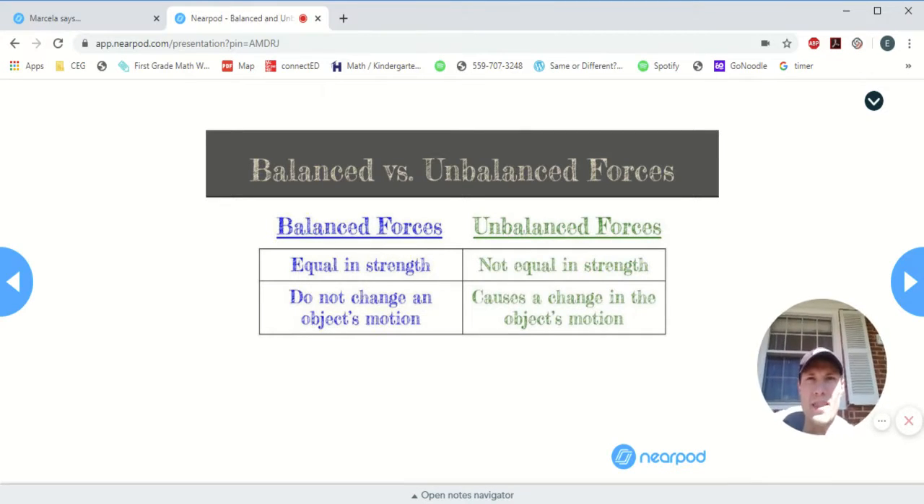So that's like the last picture. The two forces were not the same, and they're going in opposite directions, so that's going to cause an object to change its motion right here. Remember, if it's staying the same, it's balanced. If it's moving, either getting faster or slowing down, we say it's unbalanced.